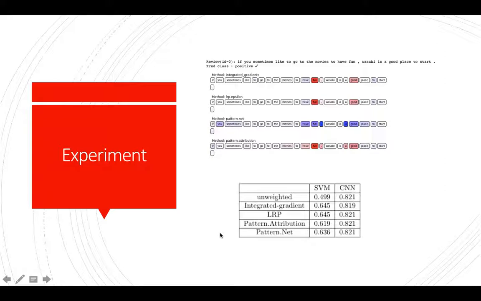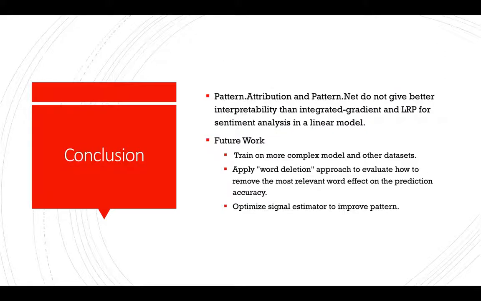And we think this is because pattern net and pattern attribution actually also use the LRP framework. Therefore, there can be some bias when they are using the LRP framework. Therefore, we conclude that pattern attribution and pattern net do not give better interpretability than integrated gradient and LRP for sentiment analysis in a linear module.